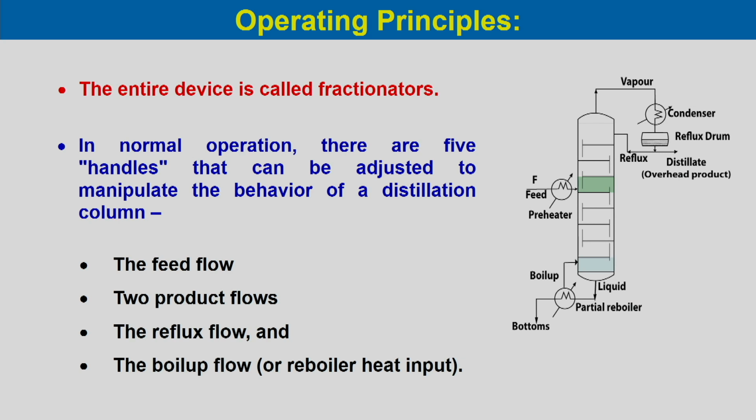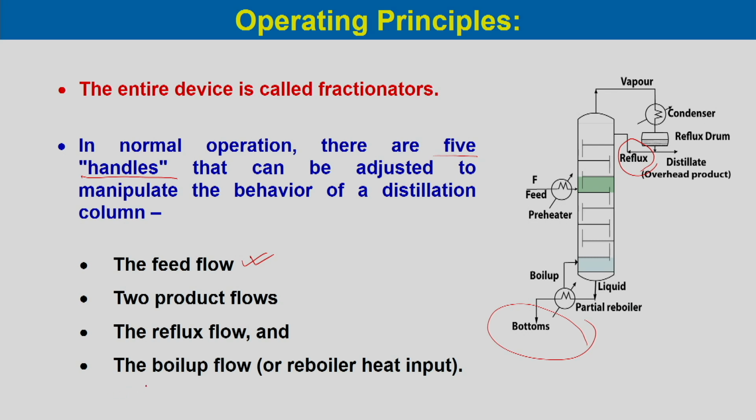In normal operations there are 5 hurdles that can be adjusted to manipulate the behavior of a distillation column. So, we can change the behavior of the distillation column by adjusting 5 hurdles. What are they? The feed flow, we can change the feed flow. We can also change the product flows. So, the bottom product, depending on our requirement we can take, and also the distillate which we take out as the product at the top, that we can manipulate.